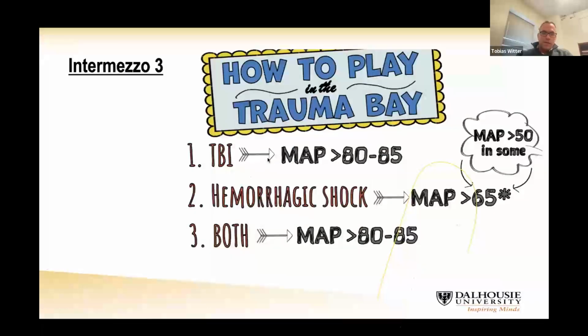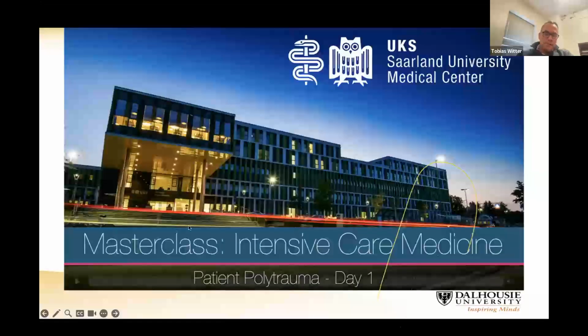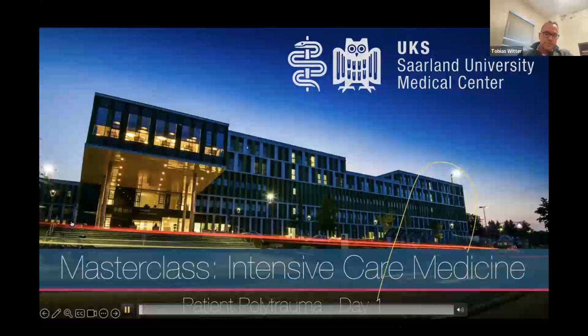So how to play nice in the trauma sandbox? For TBIs, we target a MAP of 80 to 85. For hemorrhagic shock, MAP over 65, I think is reasonable. In some settings, you want to just keep it above 50, but for my patients, I would target a MAP over 65. If you have both, the TBI trumps the other guidelines, and you go to a MAP of 80 to 85. So let's see how our patient is doing.